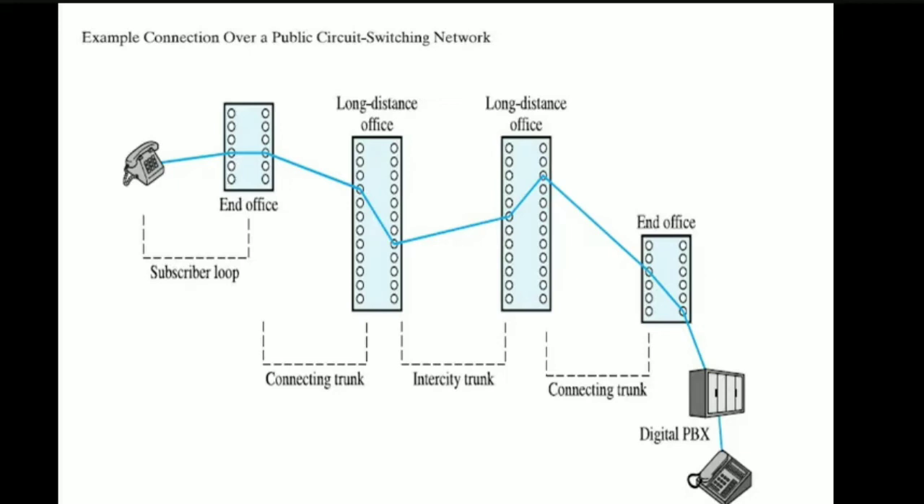The person who is using the telephone, and then we have something called the subscriber loop. The link between this telephone and the end office, that is the network, is called the subscriber loop, or sometimes a subscriber line. And then we have exchanges. Exchanges means the switching centers.